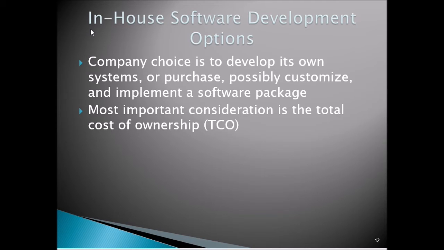Continuing on, let's go over some of our in-house software development options. Companies must choose whether it's better to develop their own systems or purchase, possibly customize, and implement a software package. The most important consideration is the total cost of ownership, or TCO. I hate to say it, but in most circumstances, I believe that implementing and customizing a software package is the best way to go, and we'll get into that.